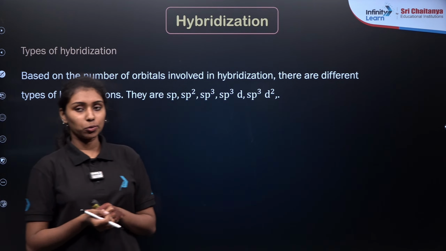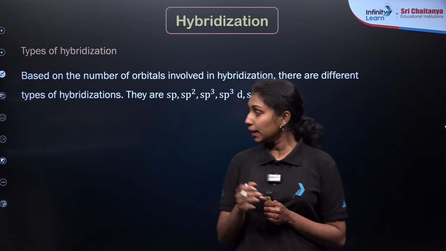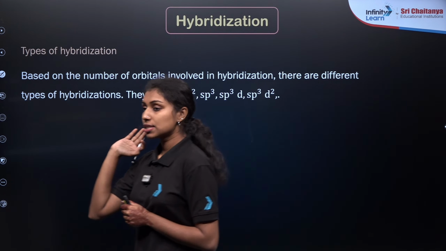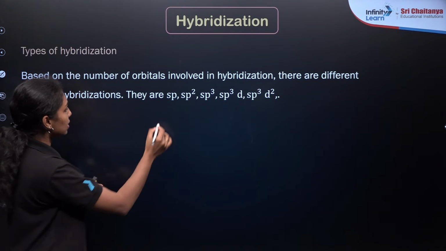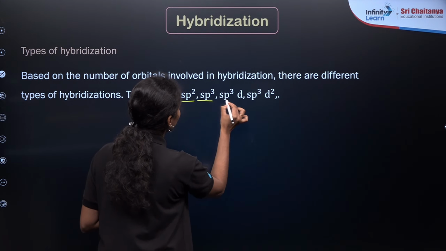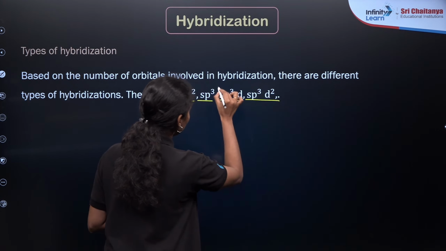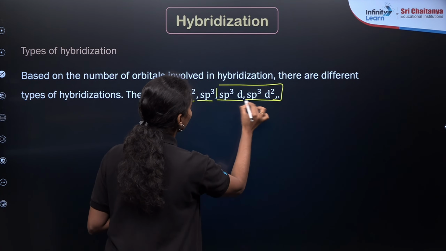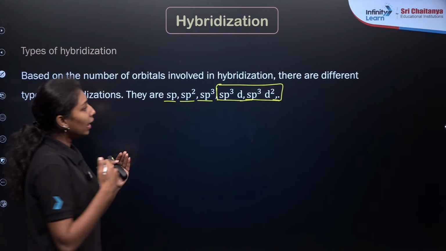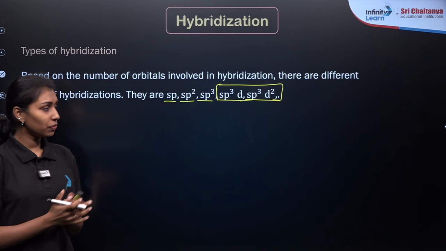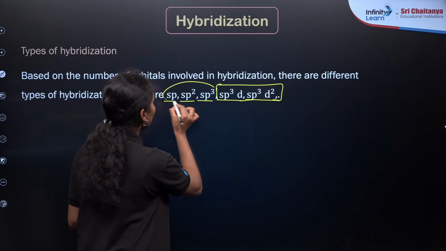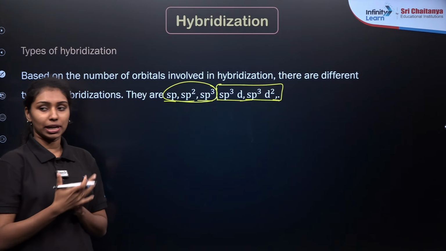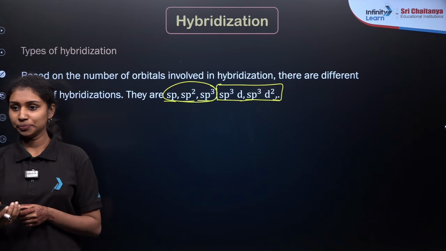Now we need to focus on the different types of hybridization. There are 5 different types possible: sp, sp2, sp3, sp3d and sp3d2. The sp3d and sp3d2 we will discuss in higher classes only. In order to get a proper idea about hybridization, we will mainly discuss sp, sp2 and sp3 hybridization. Ready?